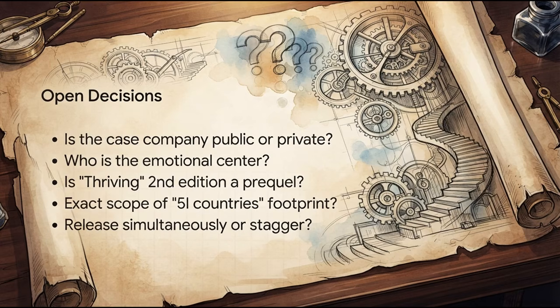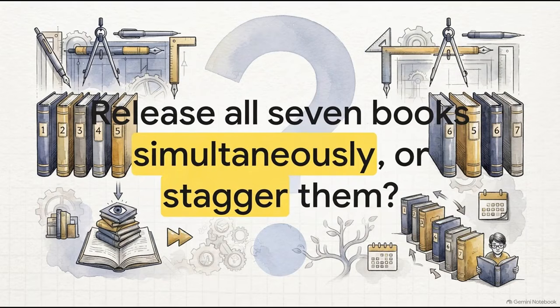Second, who is the emotional center of the story? Does it rotate by book, or is one character the true anchor? Third, does the upcoming thriving 2nd edition act as a direct prequel? Fourth, what's the exact footprint of the expansion into the 5I or 5 Eyes countries? And finally, what about publication sequencing? And that last point brings us to a really fascinating production consequence. Because of that parallel drafting method we just looked at, all 7 books will be finished at the exact same time. None is finished first.